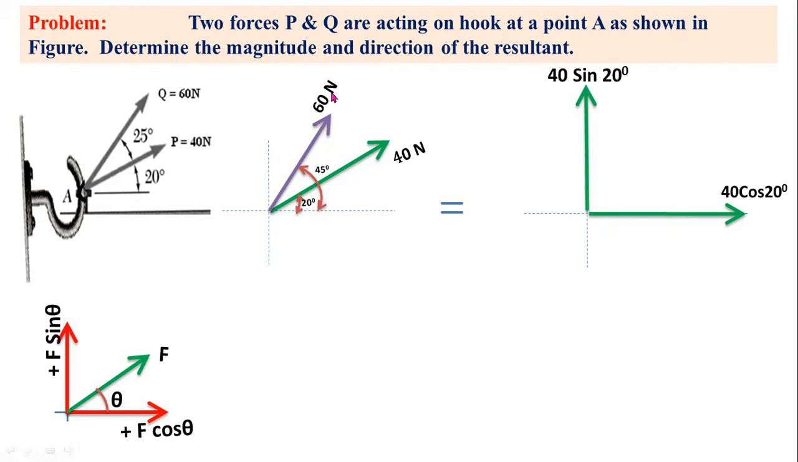This 60 newton force also lies in the first quadrant. Then the x component is equal to F cos theta. Here F equals 60, so 60 cos 45 degrees is the x component, and 60 sine 45 degrees is the y component. Here you can observe, I converted these two inclined forces into x and y components.